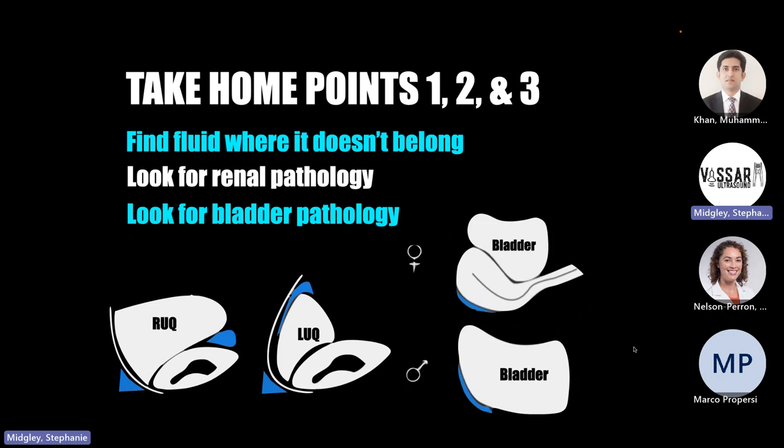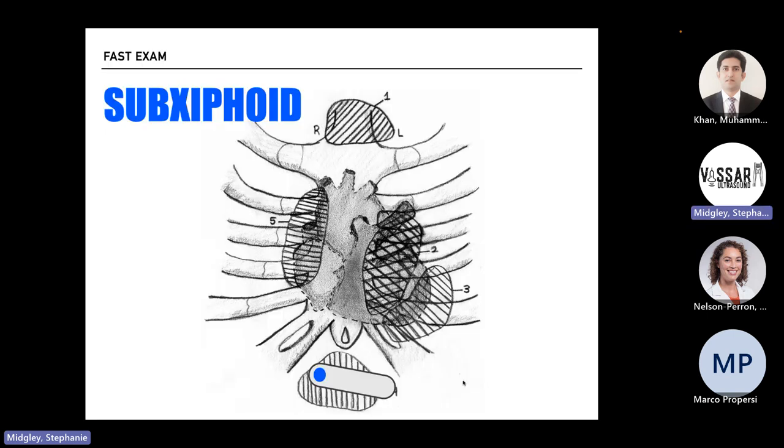Cool. So looking at the inferior tip of the liver, between the diaphragm and the spleen, looking deep to the uterus, and then the top of the bladder for free fluid.